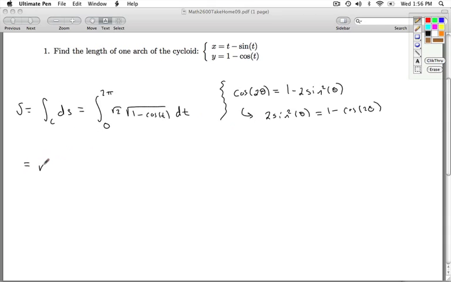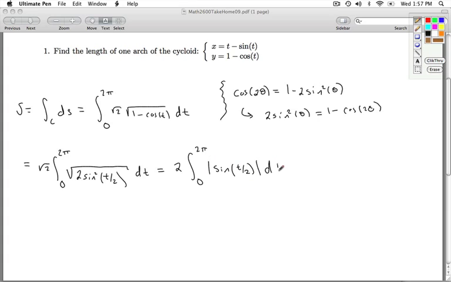So I've got a radical 2 out front, integral from 0 to 2 pi, square root of 2 sine squared t over 2 dt. I can take the 2 out as a square root and get a 2 then out front, integral 0 to 2 pi, and then I'd have the square root of sine squared. That gives me an absolute value of sine of t over 2 dt.